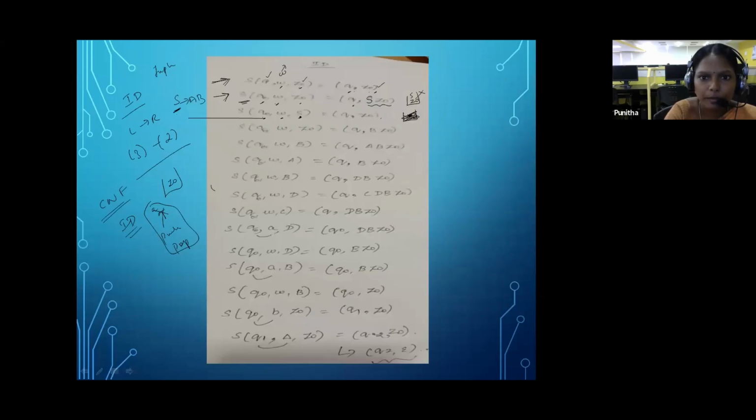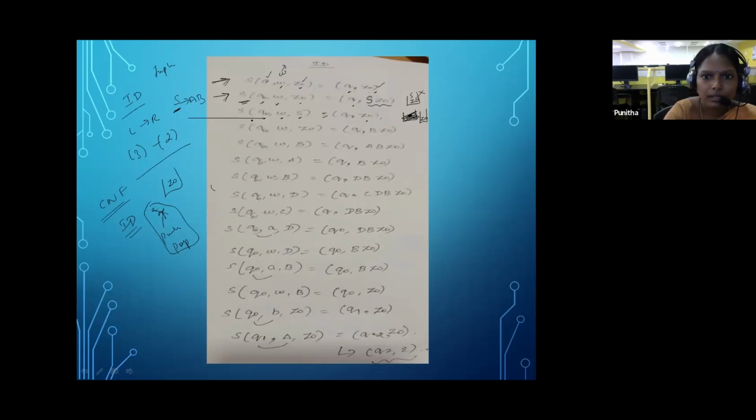The top element of the stack is S, so I'm writing S here, right? In this RHS only I'm performing the pop operation. If I perform the pop operation, the S will be removed. So I got the total number of elements as Z naught. So I'm writing the status of the stack as Z naught.